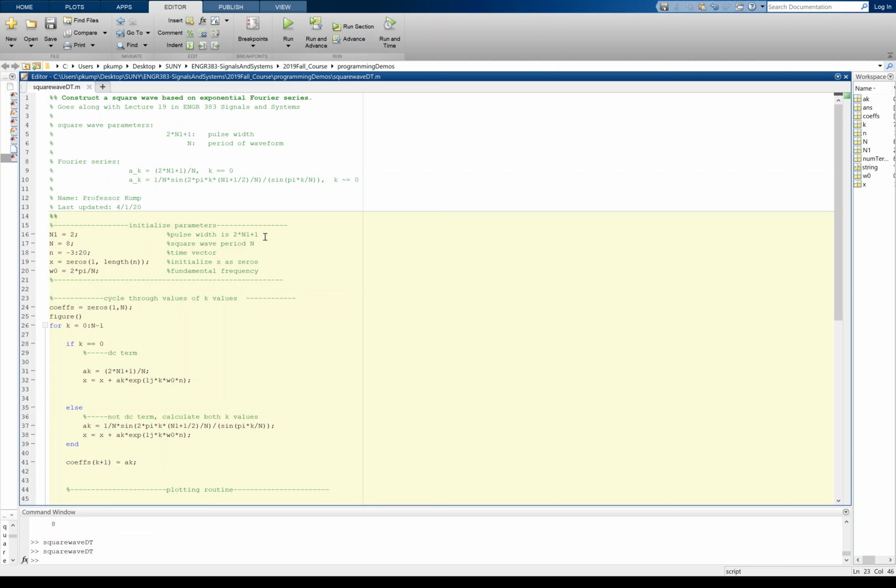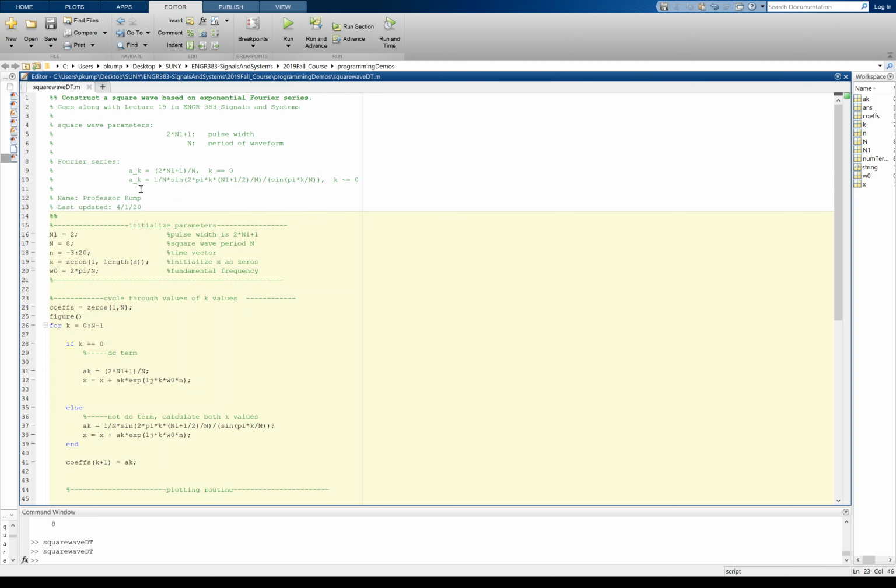In the previous video, and it's okay if you didn't watch that, it was an example video, we calculated the Fourier series coefficients for a square wave alternating between 0 and 1. The pulse width was defined by this parameter n1, and the pulse width is 2 times n1 plus 1, and the period was n. We found the Fourier series coefficients: a0 was (2n1 plus 1) over n, and the other aks were this thing here.